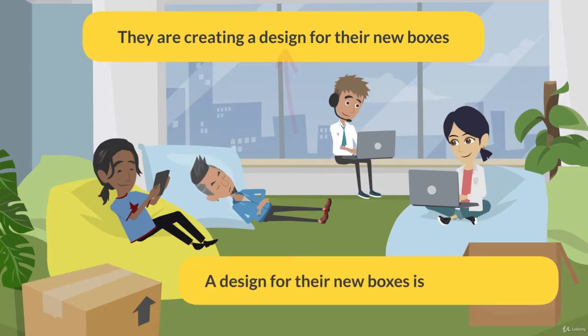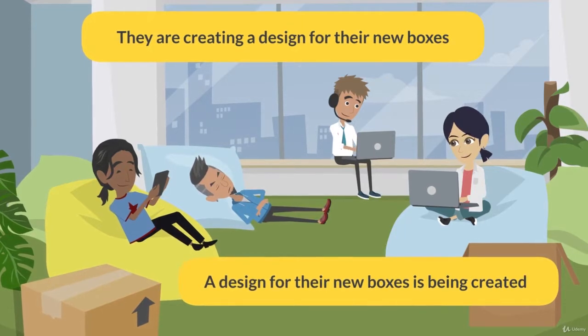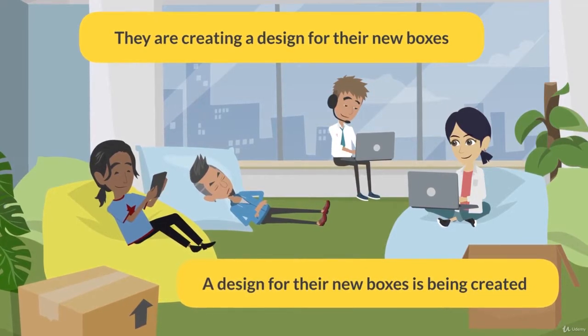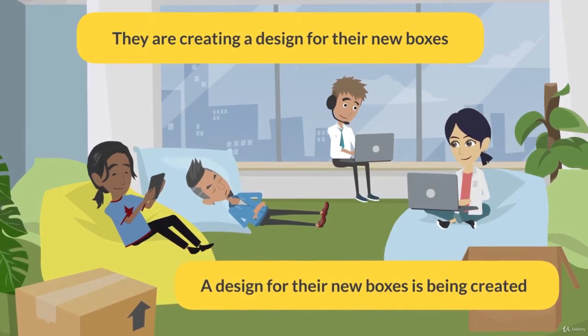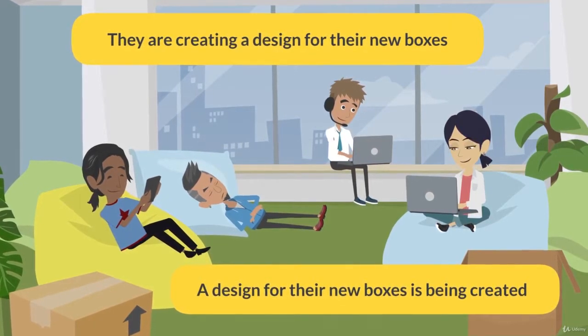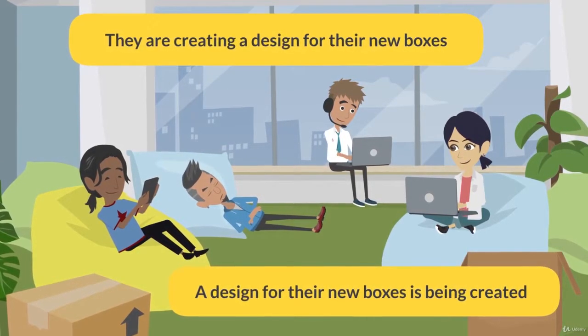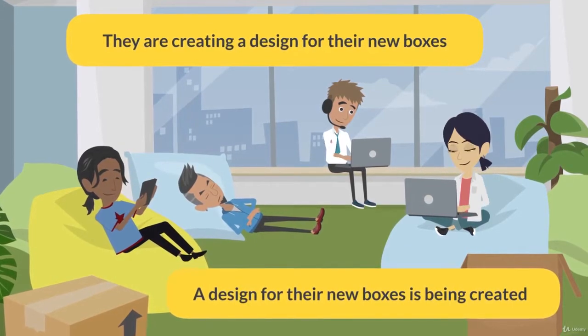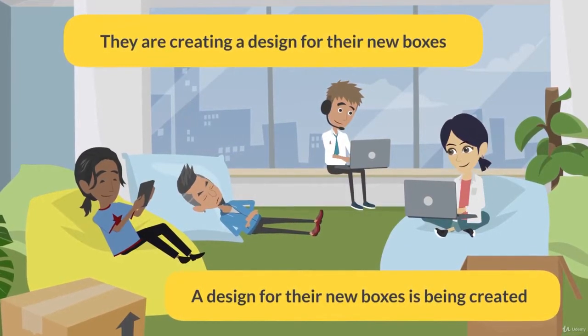Then we put be in the correct present form. In this example, it's is plus being to show that it's a progressive sentence, plus past participle. And we get: a design for their new boxes is being created. This is what the passive present progressive looks like.